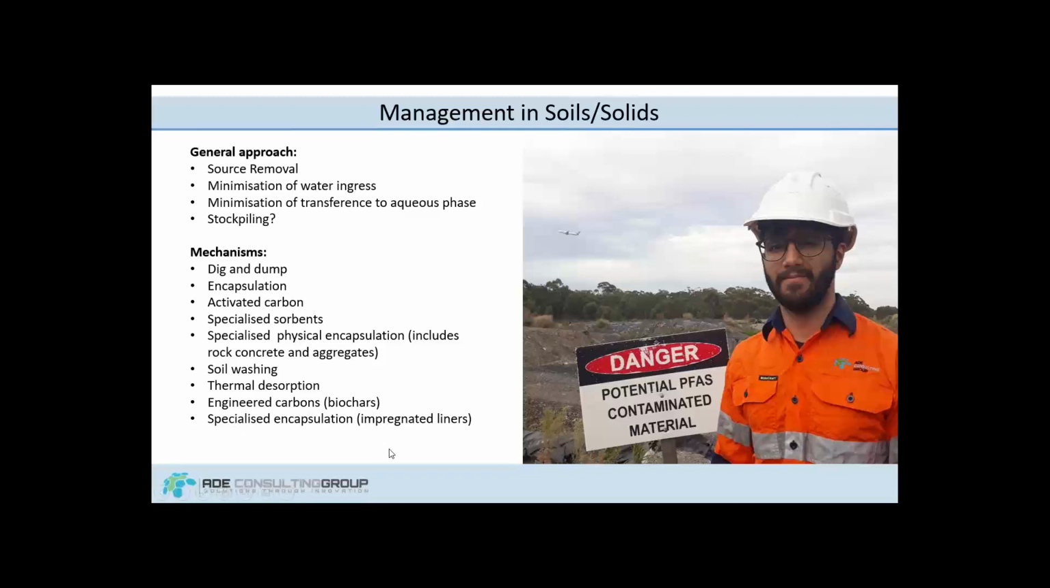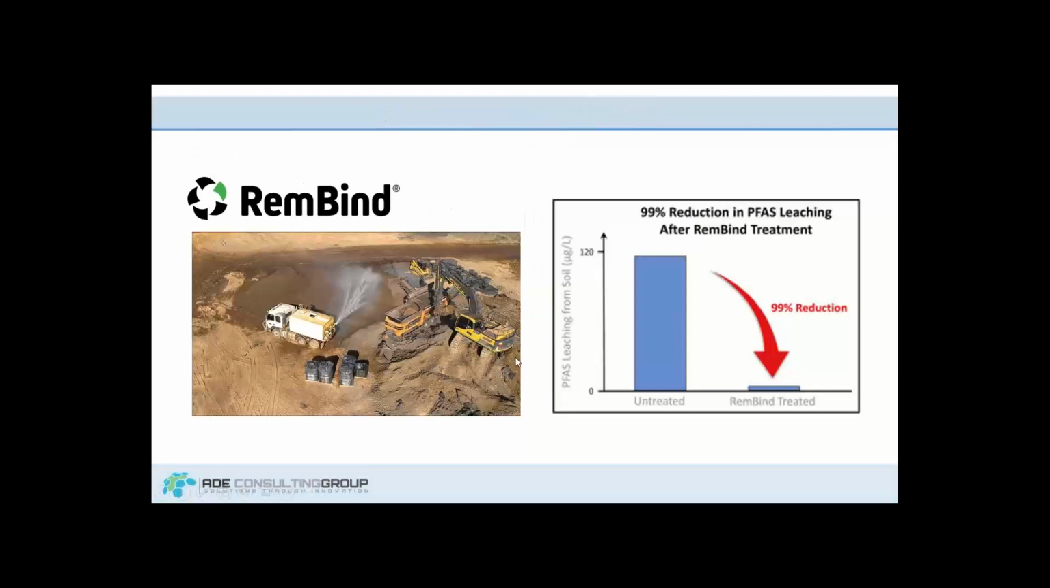And then lastly, specialized encapsulation. So these are impregnated liners that could have an ion exchange resin, an activated carbon, or a specialized solvent such as Rembind or other, built into a liner. And these are wrapped around the soil or the solid, which could be a sludge, for instance, or a biosolid. And any material or any water migrating through that liner is then captured. So this is a new area that's kind of being explored now. There's a number of companies in Australia and abroad addressing this.